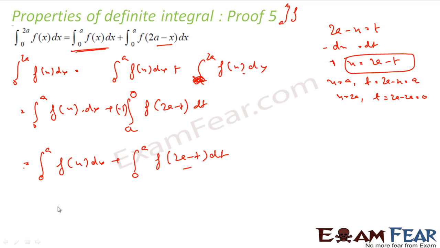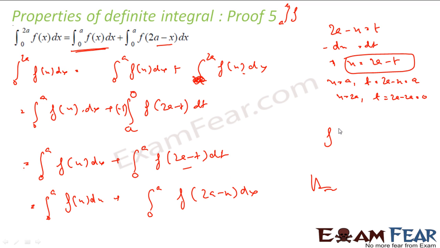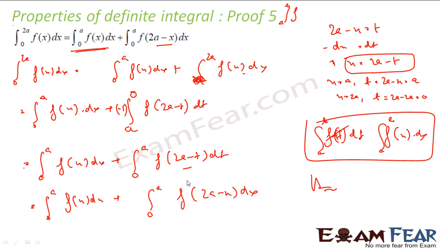So let's replace t with x. So this guy is integral 0 to a f(x) dx plus integral 0 to a f(2a minus x) dx, and there is a minus. Because you have the formula, you have f(t) dt or you have f(x) dx, all are same if my range is same. Correct? That's why I just replaced t with this.